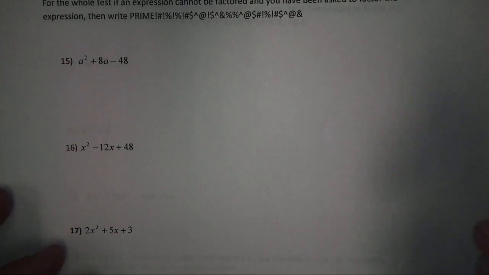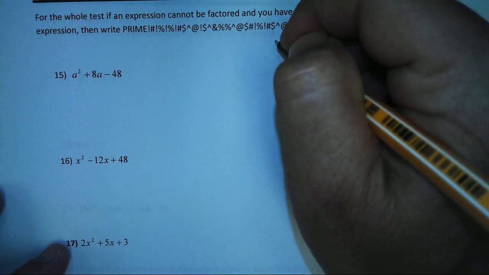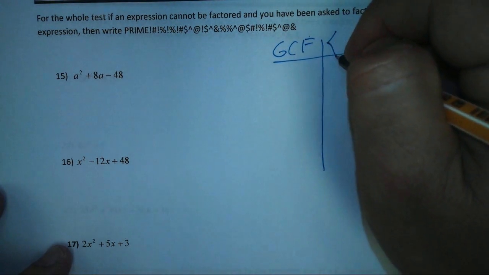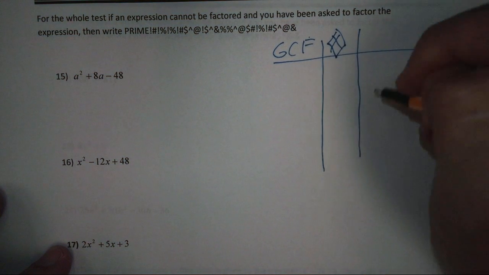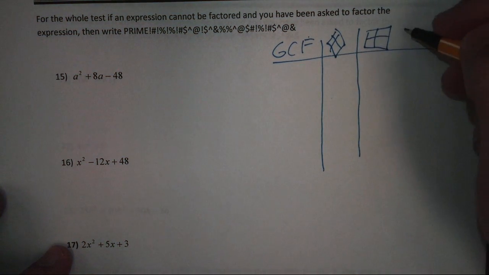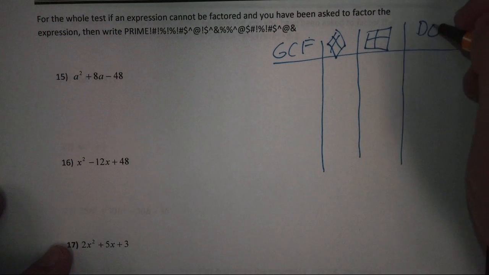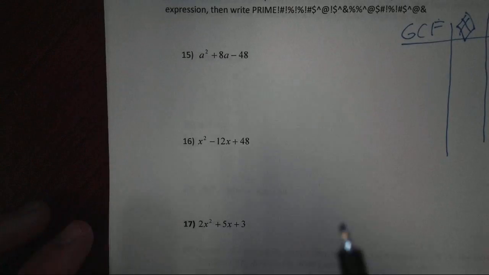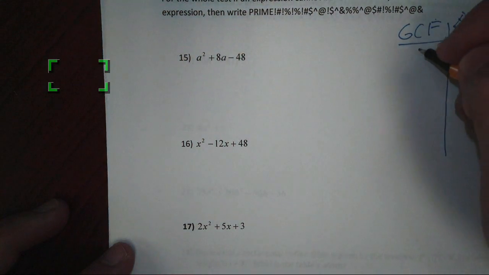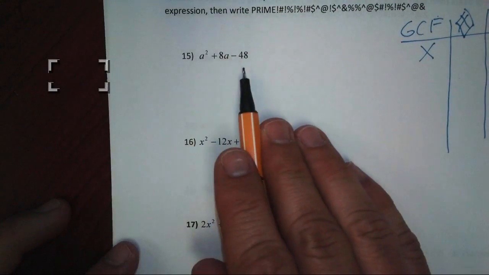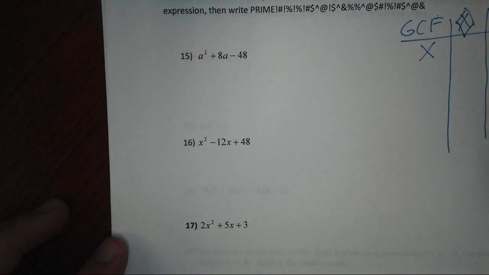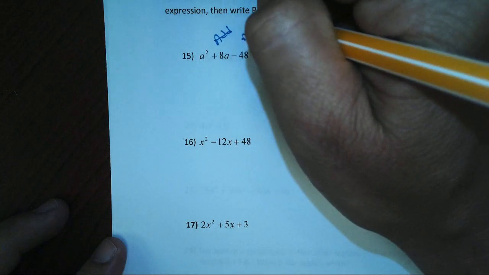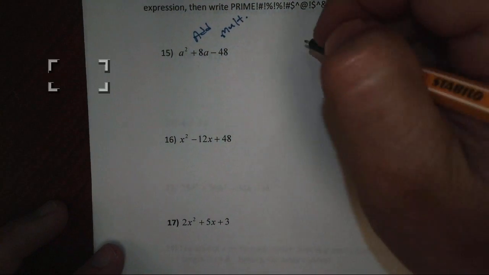All right. Again, I'm going to make my checklist up here. We go GCF, diamond, box diamond, and difference of squares. So here we go. GCF doesn't have one. Diamond. It's set up for a diamond, so we got to see if it works. So we're looking for two numbers that add to give me 8, multiply to give me negative 48.